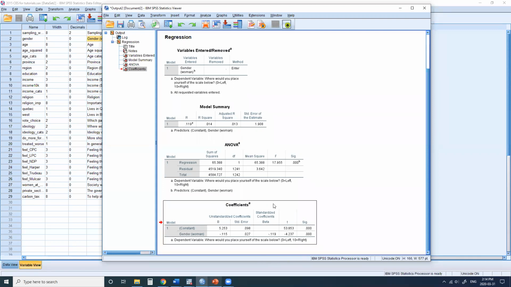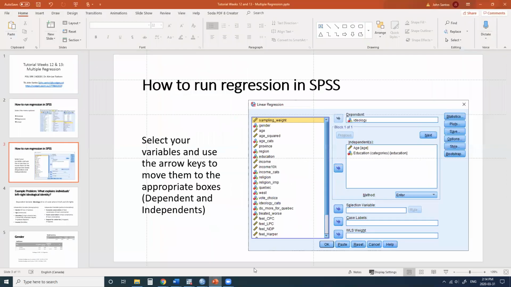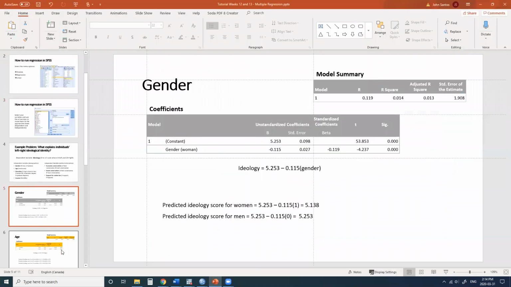So I'm going to switch. Keep looking at your screen here, but I'm going to switch to PowerPoint because I've copied the outputs from SPSS. So this is simply the same thing. You'll see unstandardized coefficients. B for gender equals negative 0.115. So what does this mean, right?